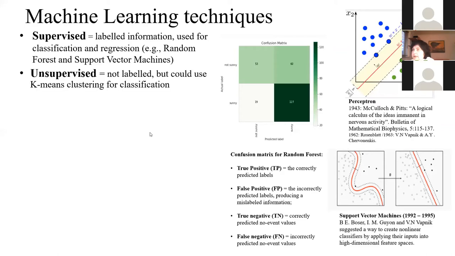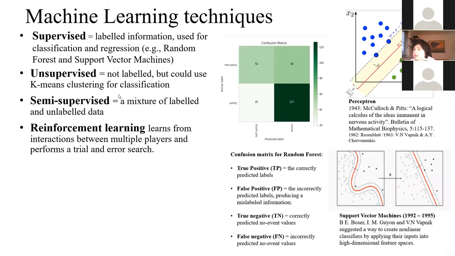The second technique is an unsupervised technique. So those information are not labeled. For example, you can have cats, dogs, squirrels, and they could use k-means clustering for classification. The third category is semi-supervised, which are a mixture of labeled and unlabeled data. And finally, the reinforcement learning, which learns from interaction between multiple players and performs a trial and error search.